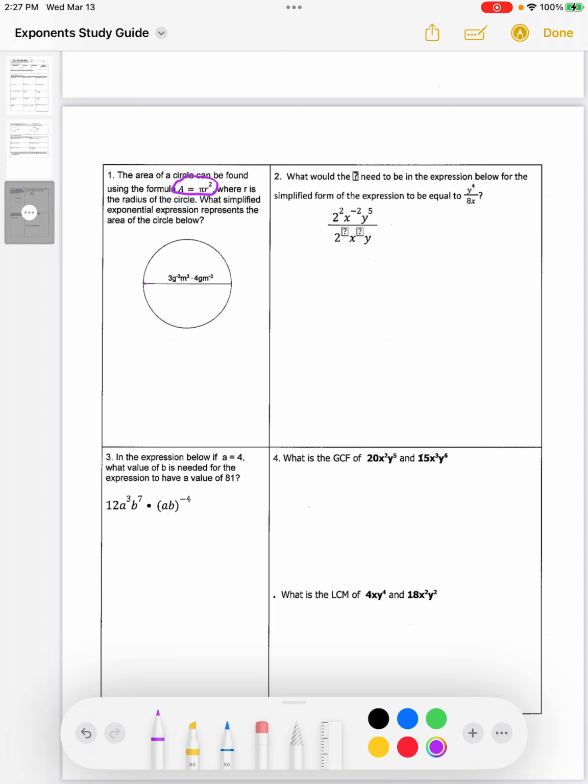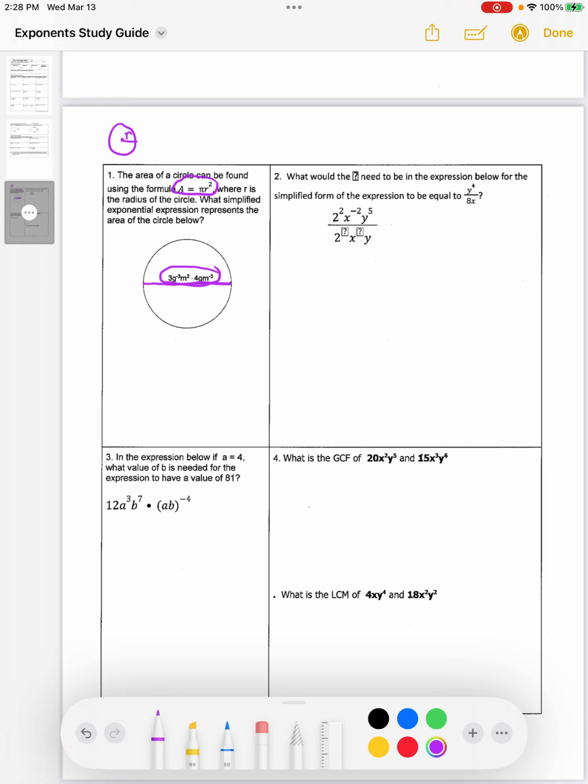Now they weren't very clear in showing us that the diameter of the circle, which is the whole way from one side to the other, is that expression 3g to the negative third m squared times 4g m to the negative third. So when we're using the formula for an area of a circle, we don't use the diameter, we use the radius. So just a refresher, the radius is half of the diameter. So what we need to do is take this expression. First we should simplify it, and then we need to divide it by 2.